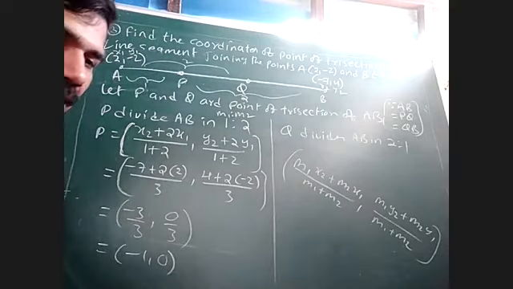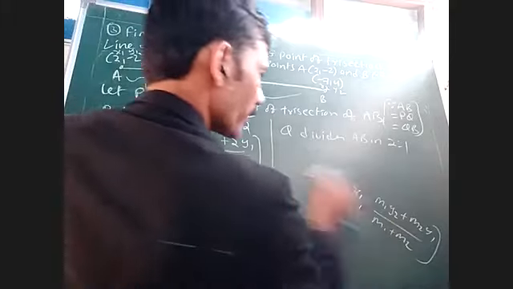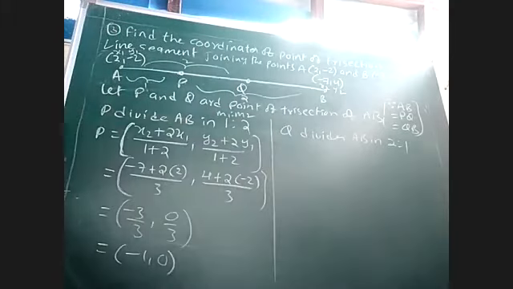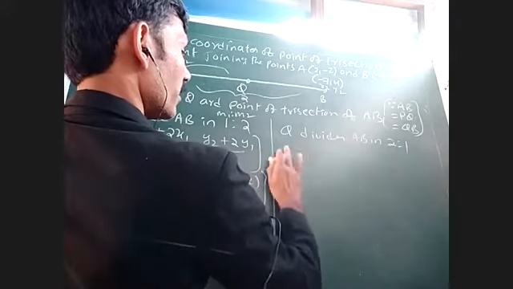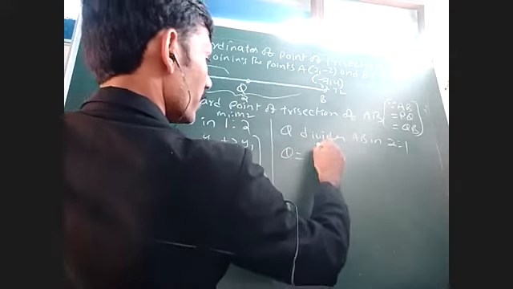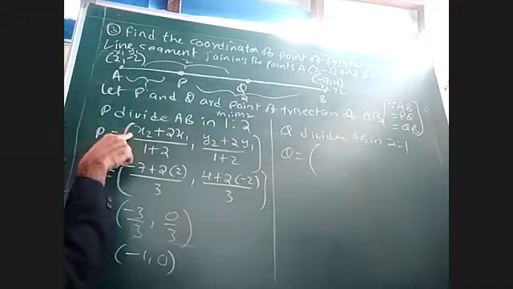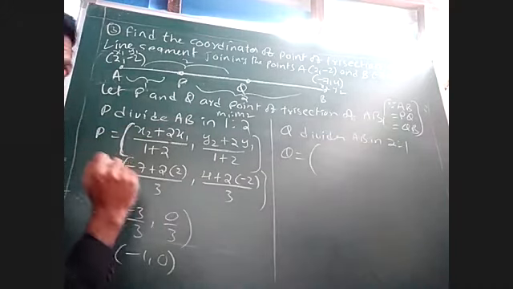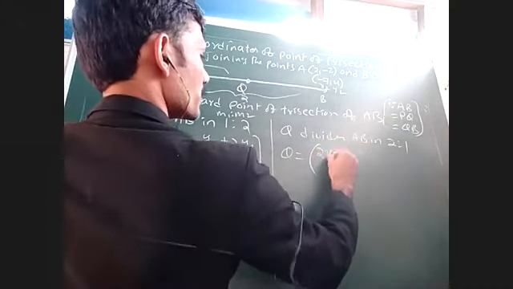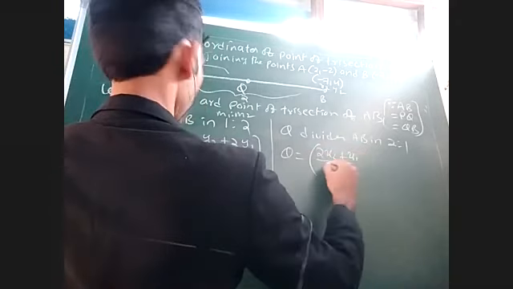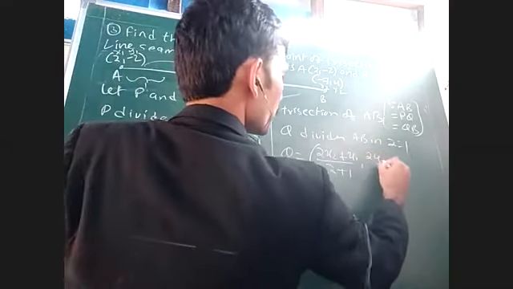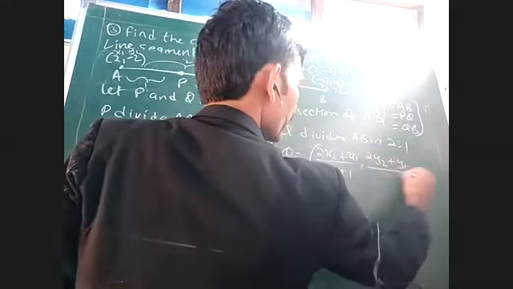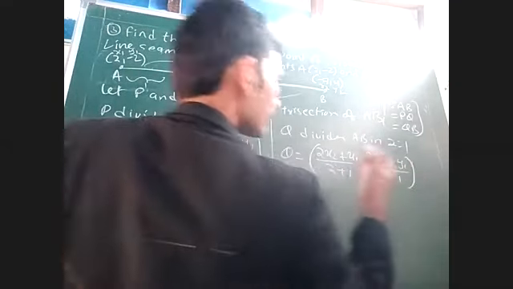Okay, similarly, we have to find Q. Q divides AB in the ratio 2:1. Now what we have to do? In the m1 place you have to take 2, in the m2 place you have to take 1. That means (2 x2 plus x1) by (2 plus 1). Similarly, the y coordinate: (2 y2 plus y1) by (2 plus 1).